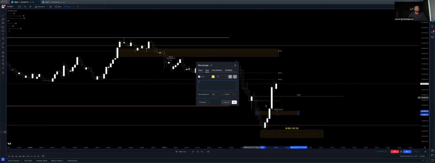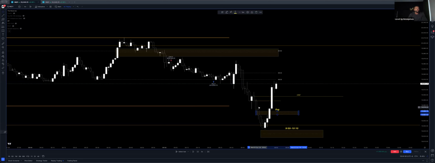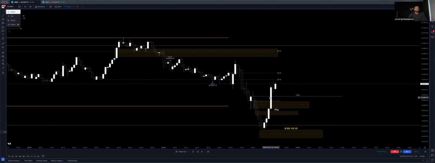So here we have inversion fair value gap right here. That's number one. On top of that, we also have market structure shift. What else do we have right here? We have another inverted fair value gap. So now we got overlapping PD arrays, right? What else do we have? On top of that, what is this? We just talked about this. Someone, please tell me.